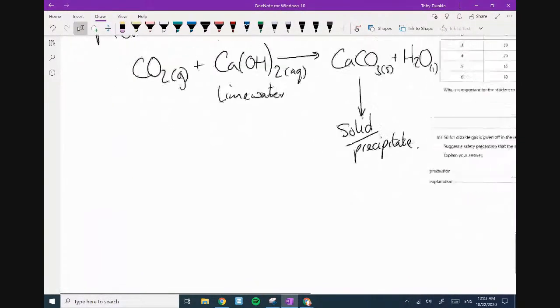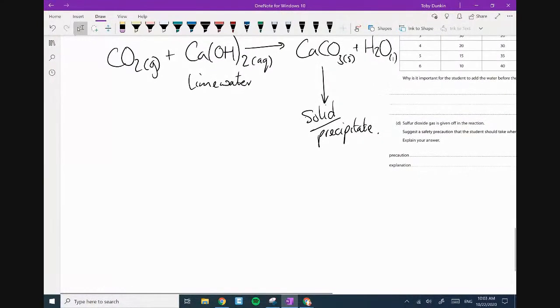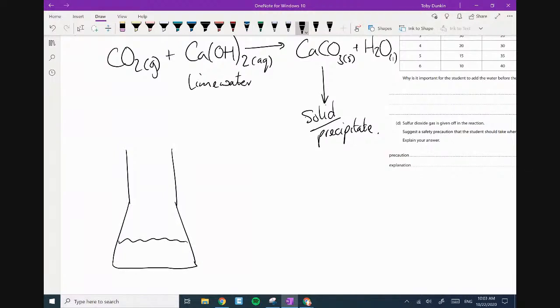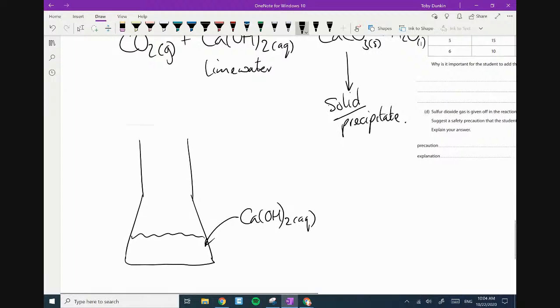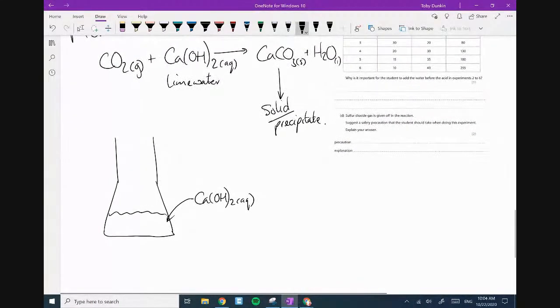So what we can now do is measure the rate of this experiment. Now, this is actually considered what's called a non-continuous rate measurement. The reason being is we're going to set up a conical flask. We're going to add our lime water, calcium hydroxide, aqueous. And then we're going to bubble through. We're going to use another reaction to generate CO2, or we're just going to bubble in carbon dioxide.